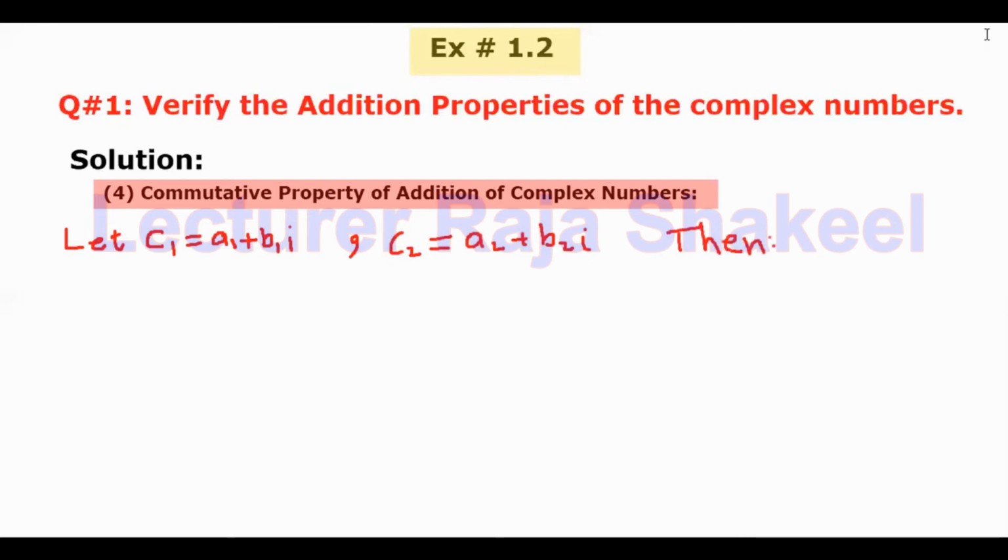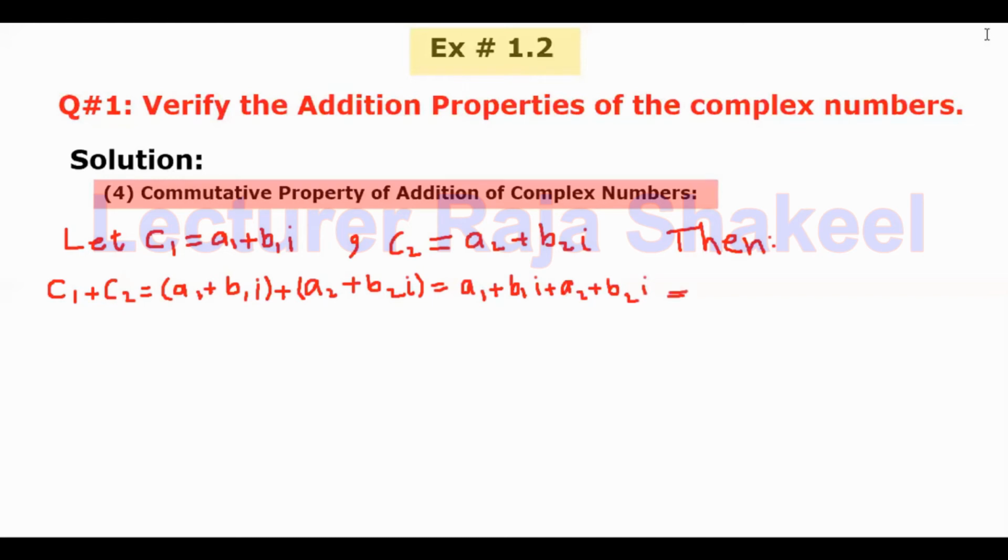Now if we add C1 plus C2, it means that A1 plus B1 iota and A2 plus B2 iota are going to be added with each other. On removing the brackets, you get A1 plus B1 iota plus A2 plus B2 iota. After it, you rearrange them, so it becomes A1 plus A2, the real numbers written on one side, while B1 iota plus B2 iota, the imaginary numbers, are written on the other side.